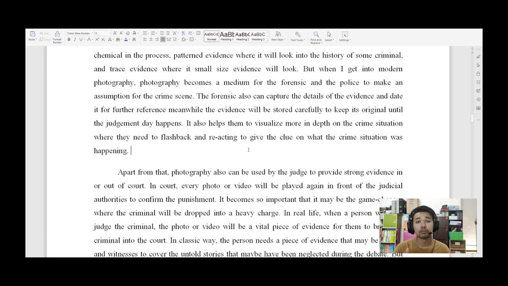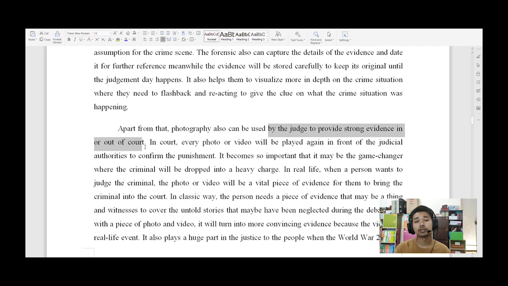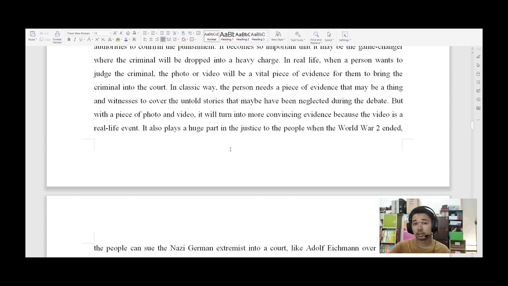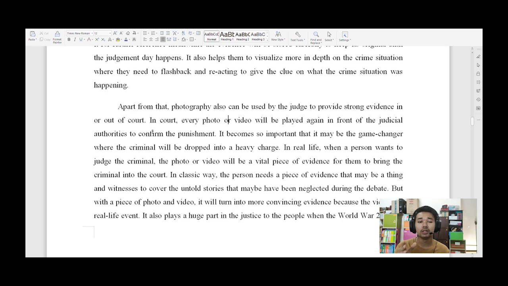The next thing I want to say is that photography plays a strong evidentiary role in court, giving judicial authorities deep and strong grounds to judge people. A video or photo can be a game changer, so that the criminal will be given a certain heavy judgment, like death or punishment.